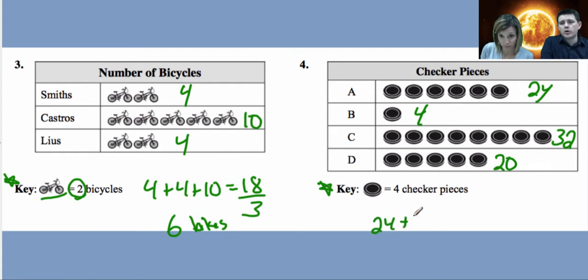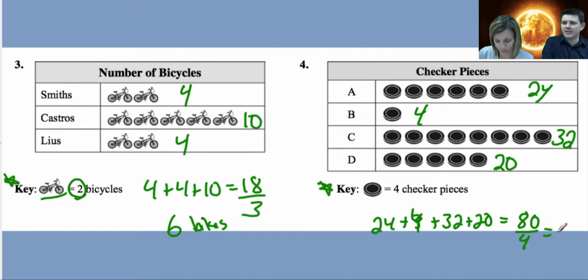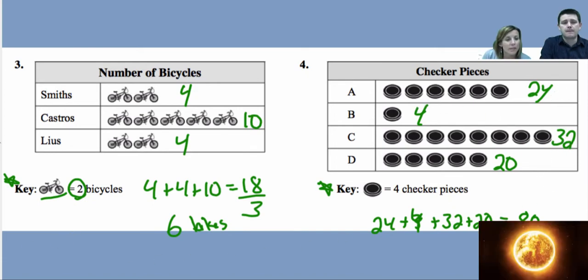So 24 plus 4 plus 32 plus 20 is 80. 80 divided by 4 is 20. Did you really do 80 divided by 4 in your calculator? I guess I did. I just do it so automatically. 20 checker pieces, which makes sense. It's kind of in between the low and the high of our numbers here. Yeah, that low is bringing down the high.